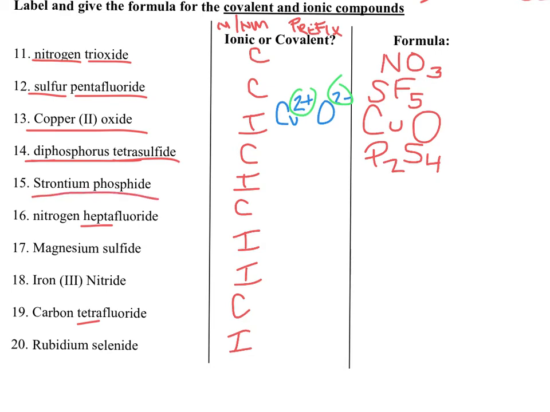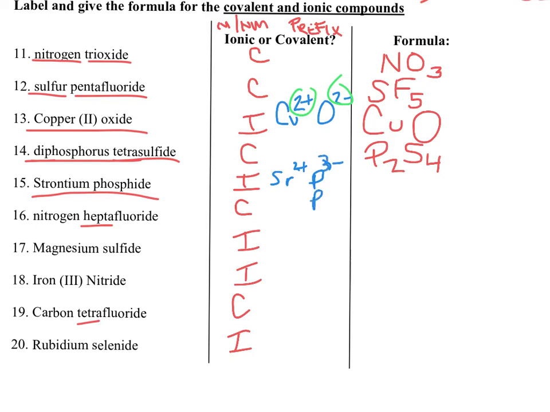For my next one is strontium phosphide. Okay, well, let's figure that out. Strontium, if I look on my ion sheet, strontium has a 2+ charge. If I look at phosphide, phosphorus on my sheet has a -3 charge. All right. So I've got to find a way to balance these out.